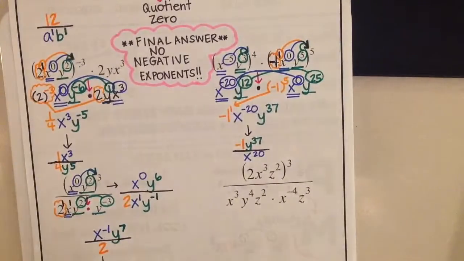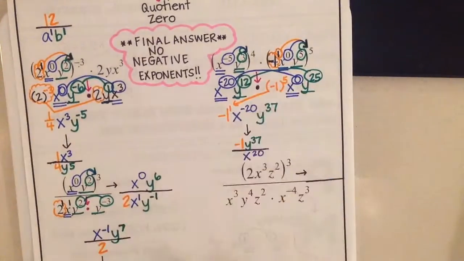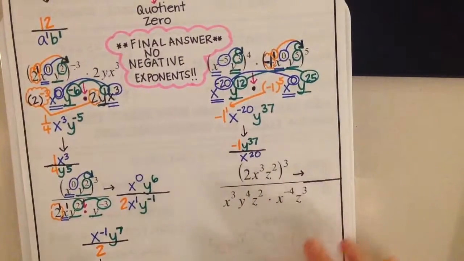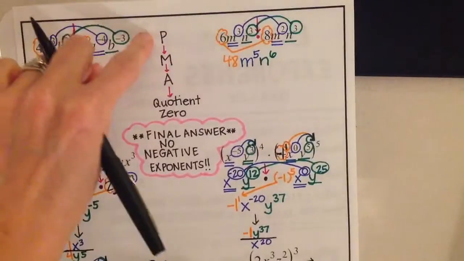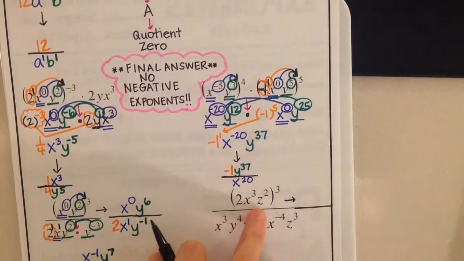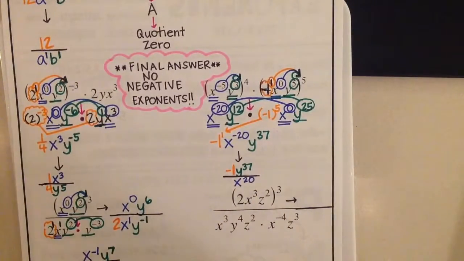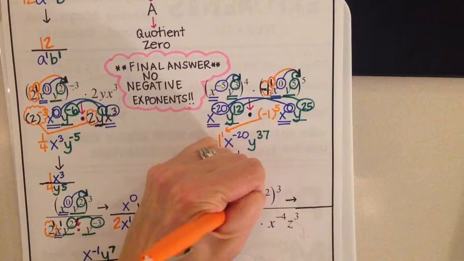Alright, let's look at the next one. So I'm going to kind of use part of that fraction bar there because I need a little bit of space. So again, we're going to start with power rule. I notice I have power rule right off the bat because I see parentheses and I see an exponent outside the parentheses. So we are going to identify all of our bases.